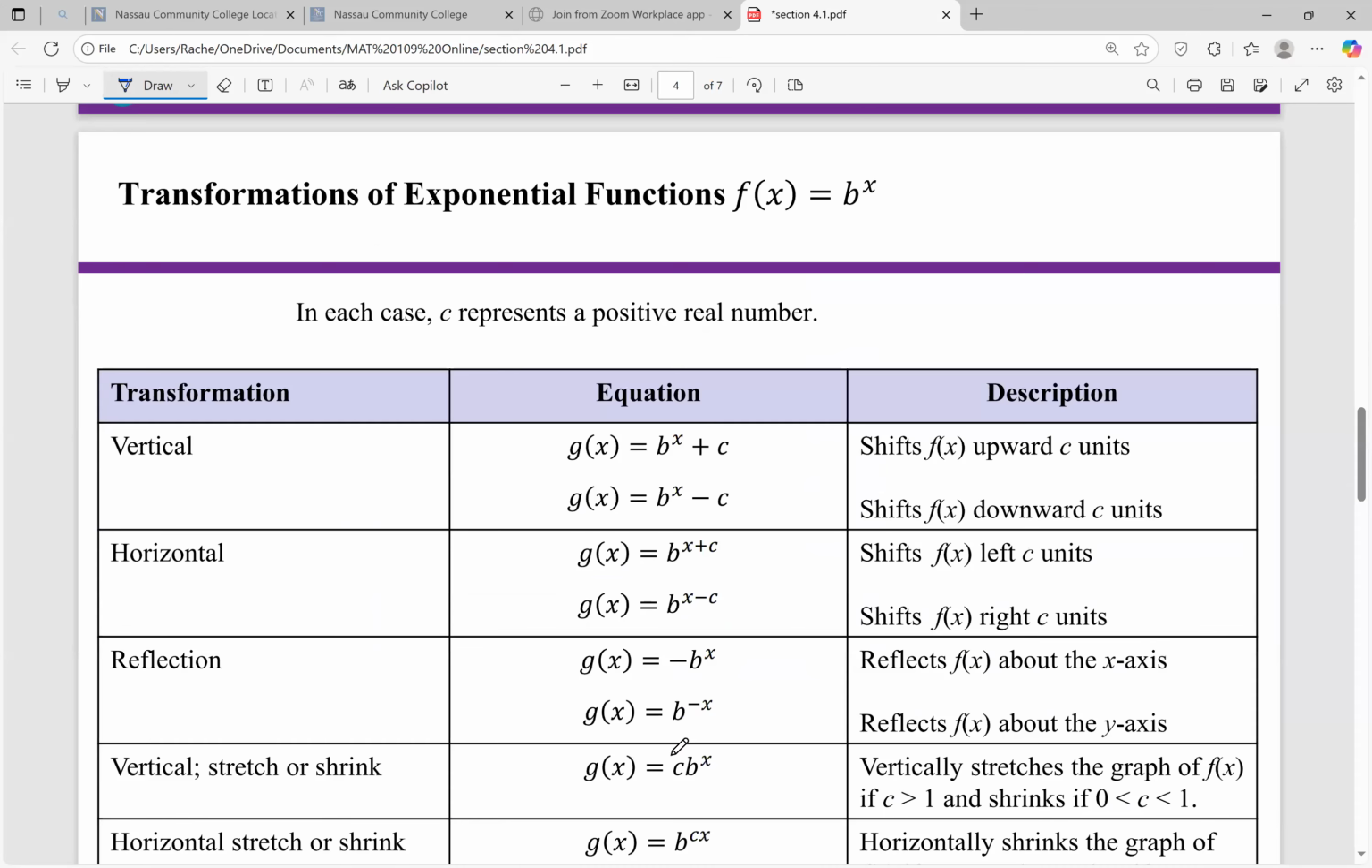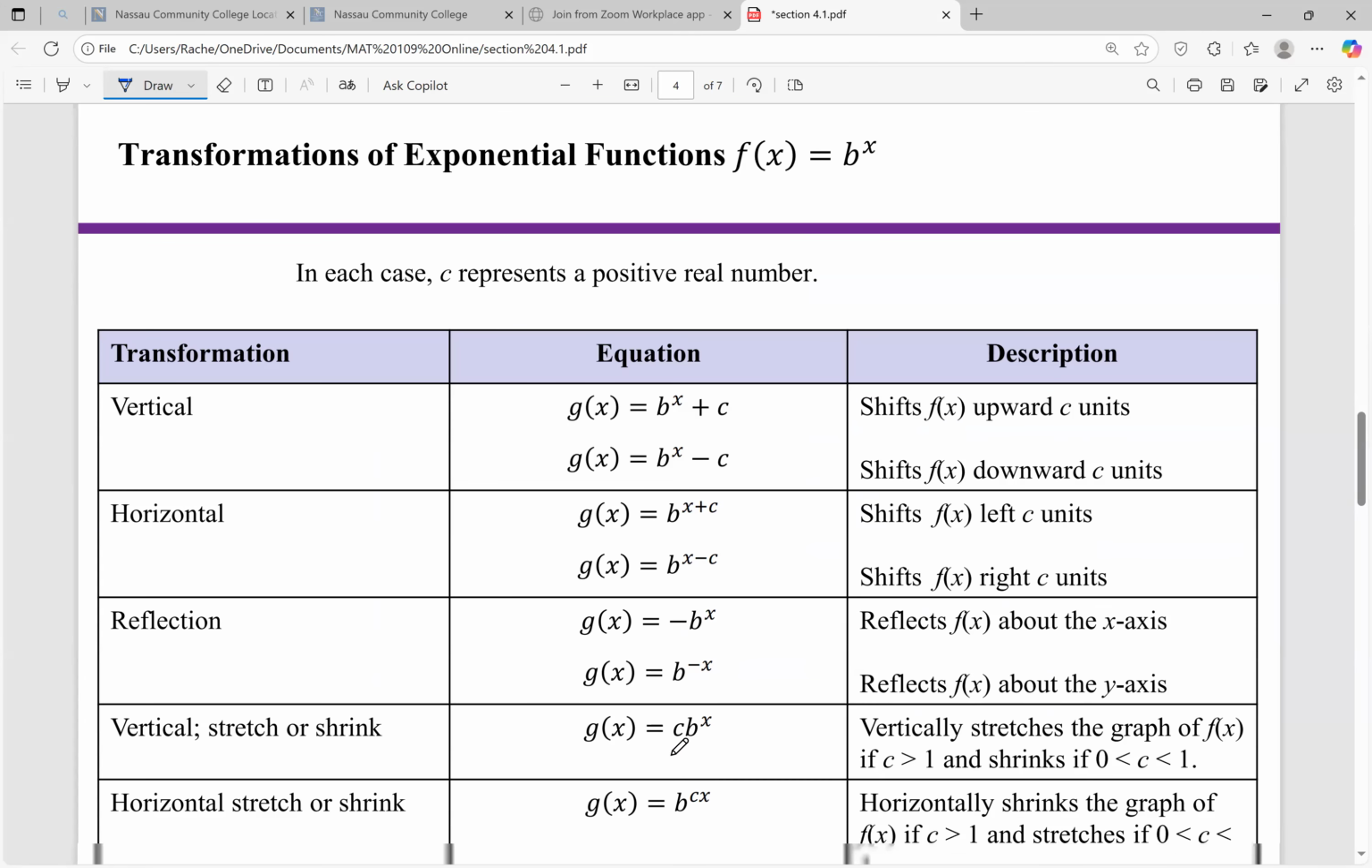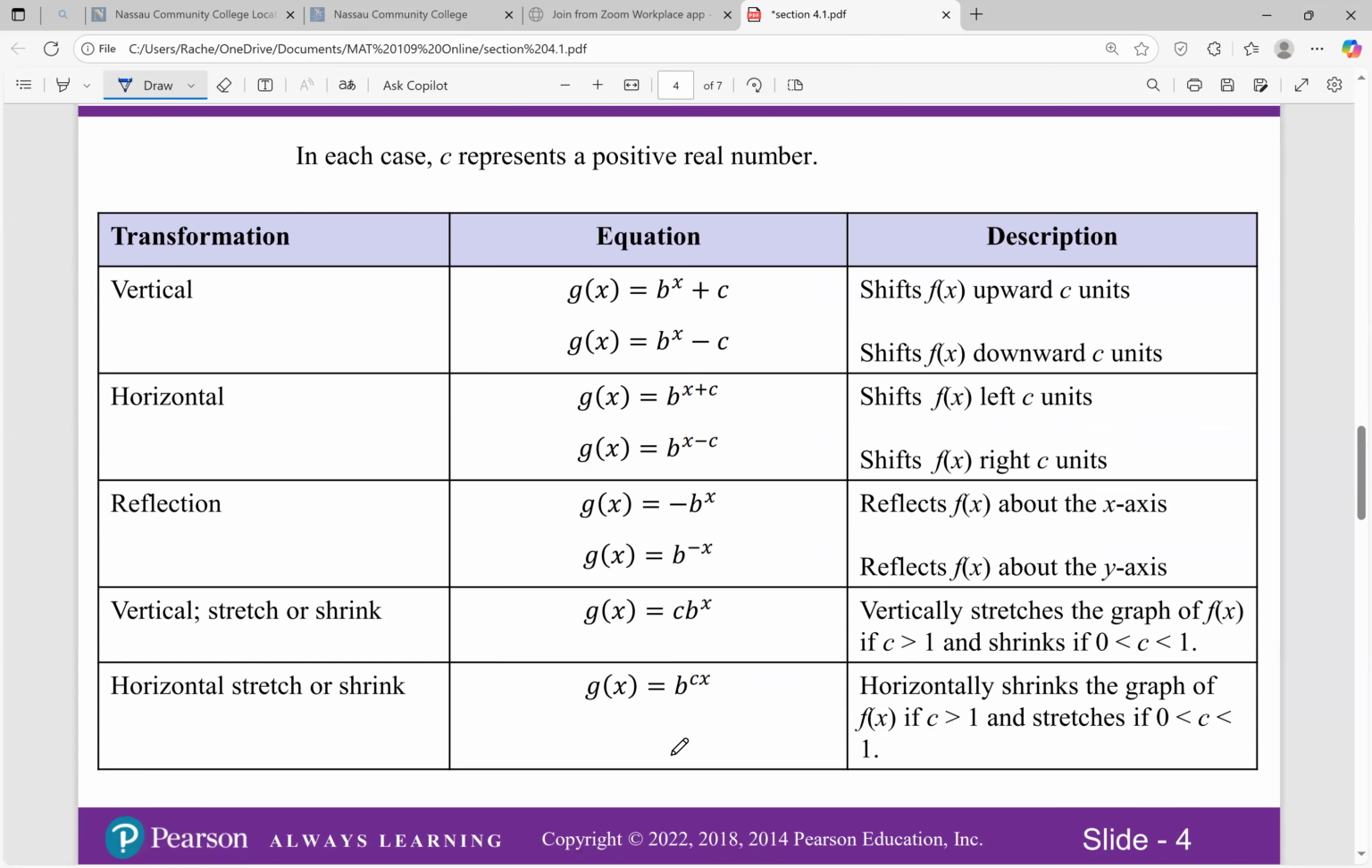Our properties for transformations, if we apply them to exponential functions, they're still the same as when we did it previously. Whether we were transforming x squared, square root of x, absolute value, the rules are still the same. So if we were to add or subtract a constant from b to the x, it's going to be a vertical shift up or down. If we were to make an inside change and add or subtract a constant from x, that's going to be a horizontal shift, left or right.